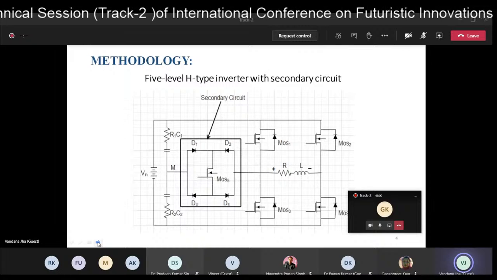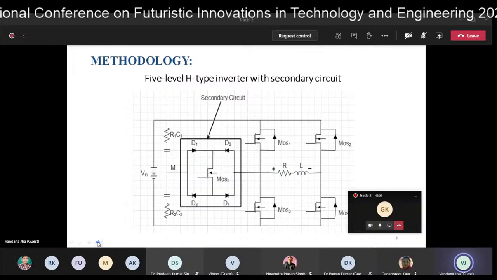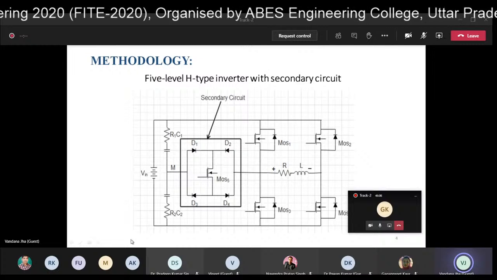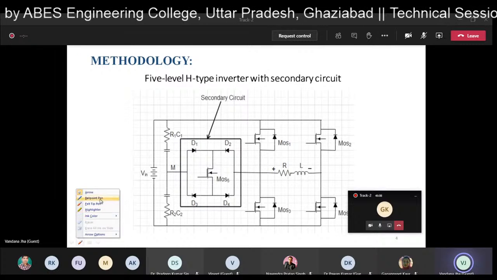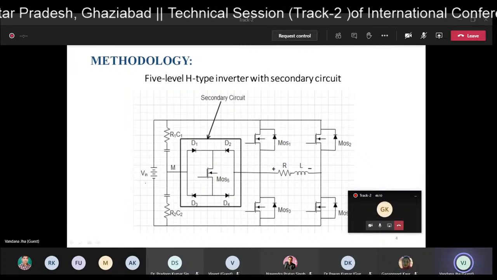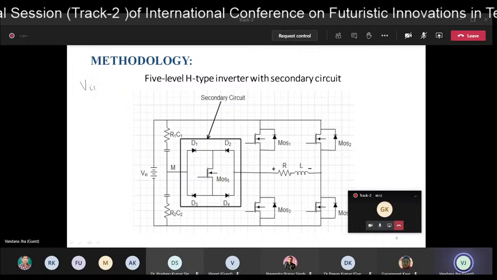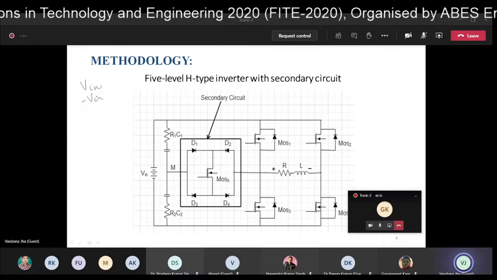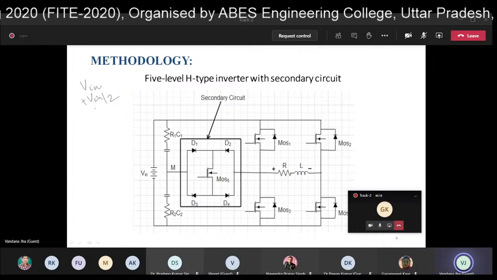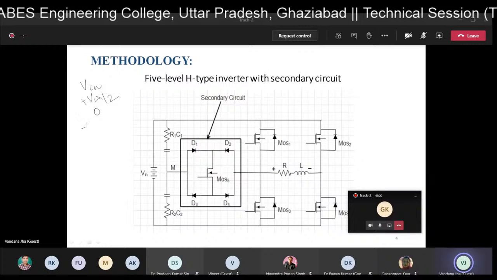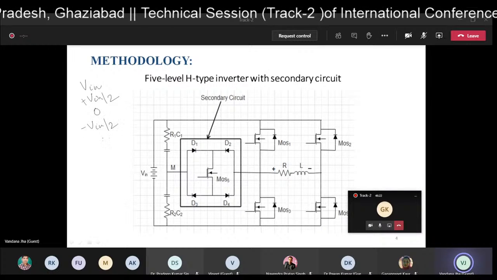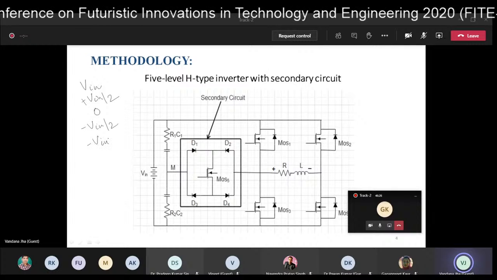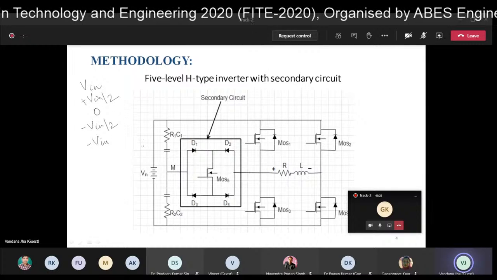Now let us go to the methodology, the modes of operation. This is the circuit diagram of a 5-level H-type inverter. Basically, we have to produce 5 levels. The first level is V in, the second level is plus V in by 2, the third level is 0, the fourth level is minus V in by 2, and the fifth level is again minus V in. So these are the 5 modes of operation.